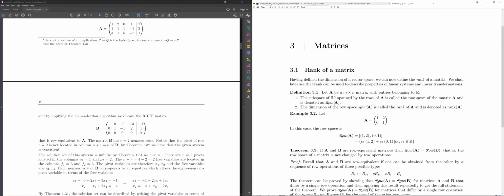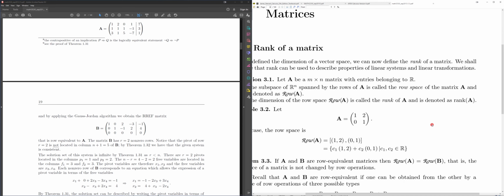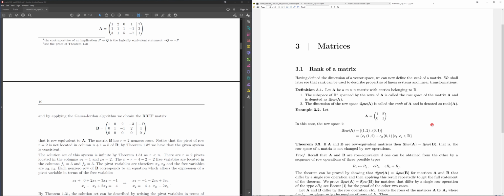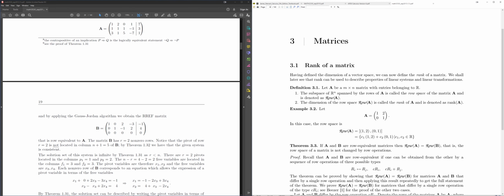Alright, so I have a matrix that is denoted by capital A. This is an m by n matrix. m is the number of rows and n is the number of columns. So for example, for this matrix here, m is equal to 2. You have 2 rows, and n is equal to 2.